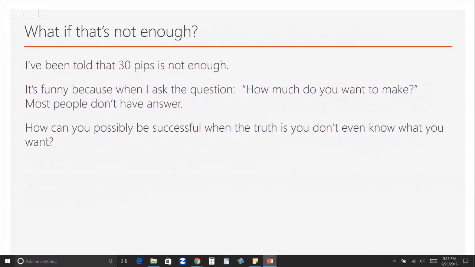So I've been told by some of my clients or some people on Twitter that 30 pips is not enough. It's just laughable. It's just not a large enough amount. And it's really funny because I come back with the question, well, how much do you want to make? The funny thing is that most people don't have an answer. They tell me 30 pips is not enough, and yet they can't tell me exactly what is enough for them. So how can you possibly be successful when the truth is you don't even know what you want? Can you see how that can kind of end up in a dead end for you?